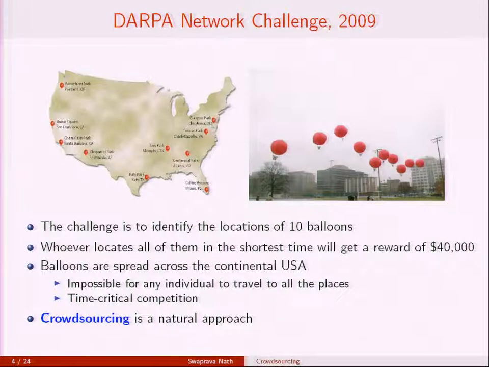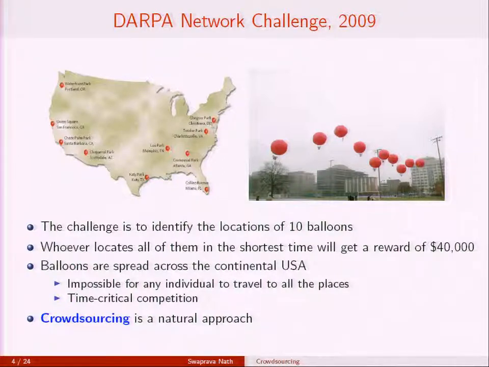The challenge was the following: you find the exact location coordinates of all these balloons, and you get a huge reward, $40,000. You can readily see that this might be a toy example, but the goal of this exercise was to test the power of crowdsourcing, how people can collaborate with each other and get a solution done in a collaborative manner.